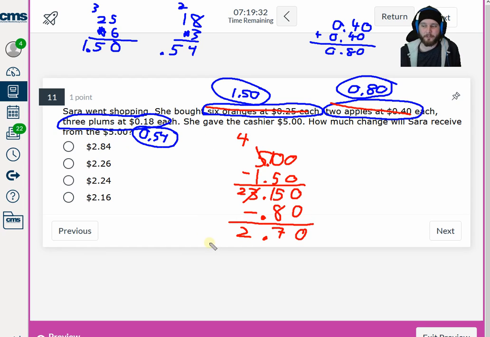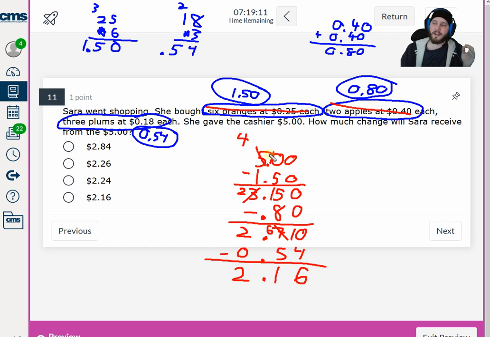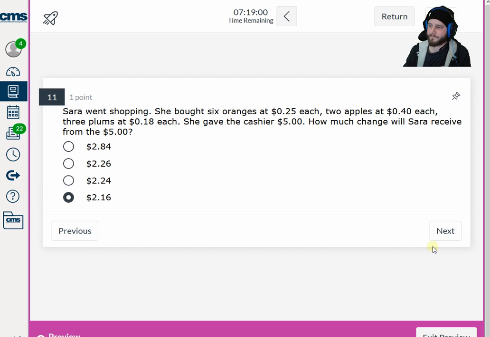Now I have to subtract the plums, which is 54 cents. So from here, I'm going to have to borrow from this 7 to make it a 6, make that a 10. 10 minus 4 is 6. 6 minus 5 is 1. 2 minus 0 is 2. So she gave the cashier $5. We subtracted each of those amounts to get $2.16 should be her change. That is our answer for number 11.